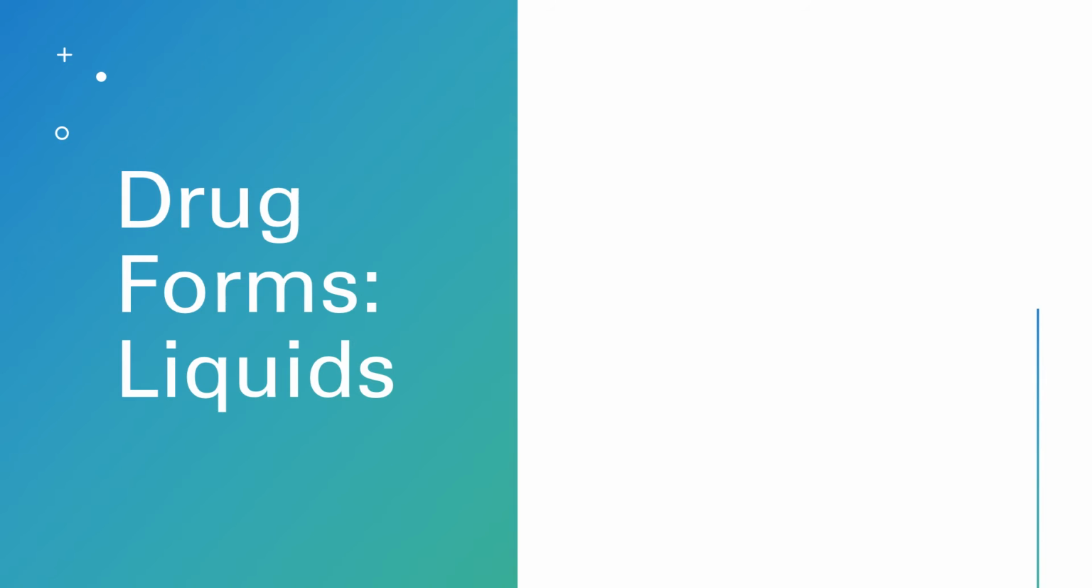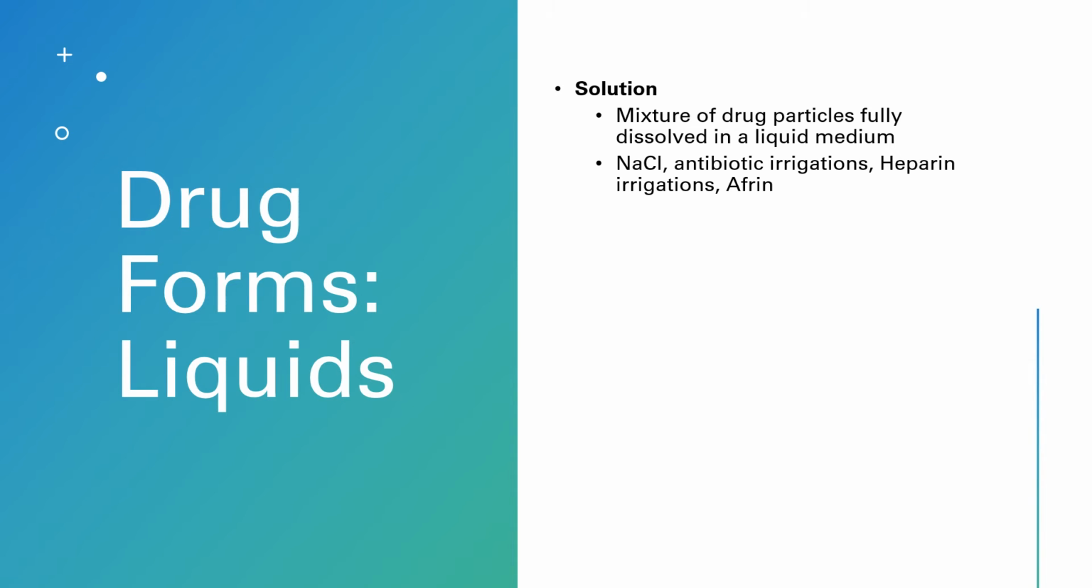Okay, next we have the liquids. There are 3 different types of liquids that we're going to learn about. They are the most important, and that's what we'll use in surgery most often. The first one we're going to talk about is a solution. This is a mixture of drug particles, which is known as a solute, and they're fully dissolved in a liquid, which is the solvent. That's usually going to be sodium chloride, which is NaCl, or water.